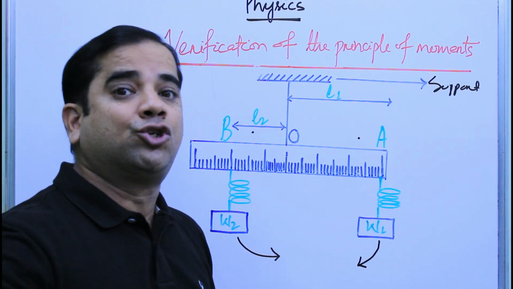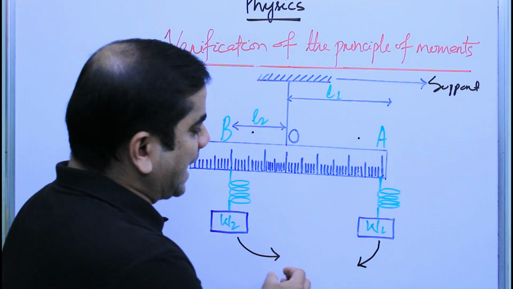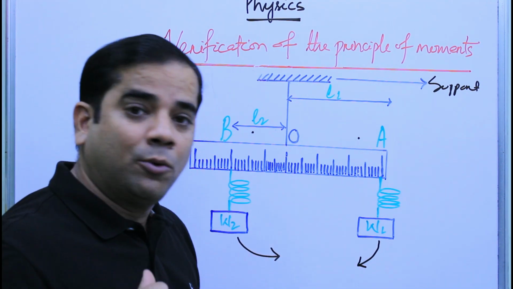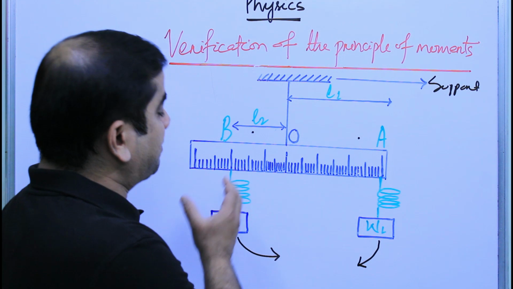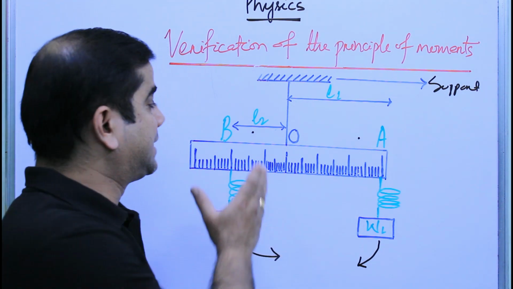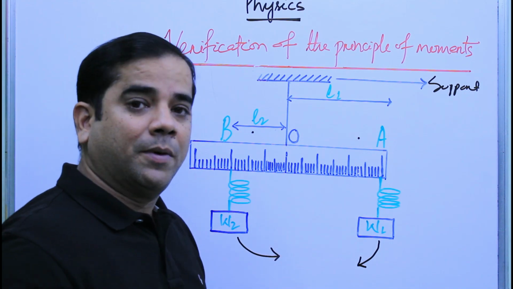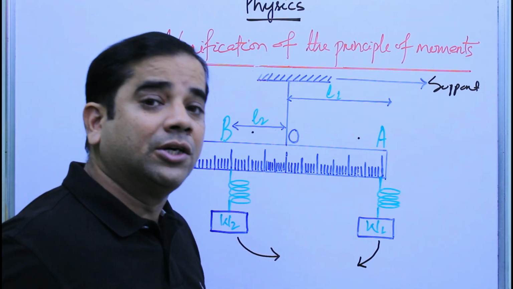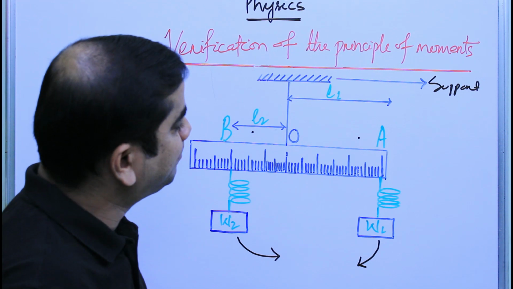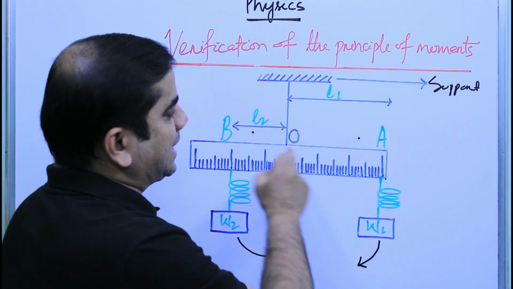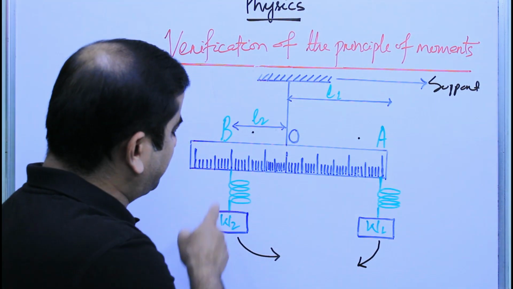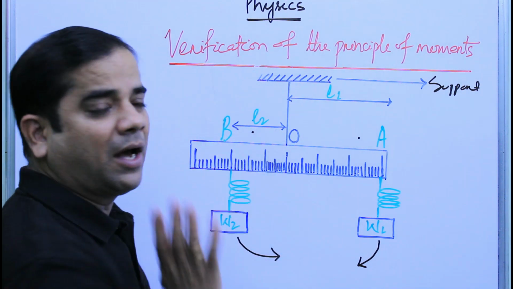That means it should be horizontal. We can try to change the value of W1 or W2, or we can shift the spring balances on either side of the center of the ruler so that the ruler comes to equilibrium. That means it should be at a horizontal position. As you can see in this diagram, spring balance A is at a distance of L1 and spring balance B is at a distance of L2 from the center.